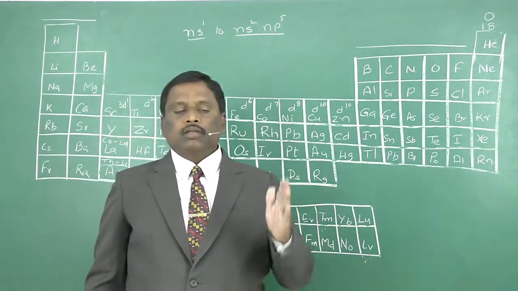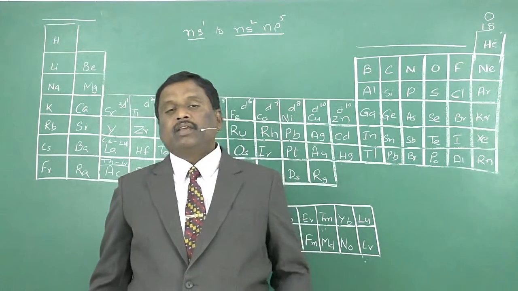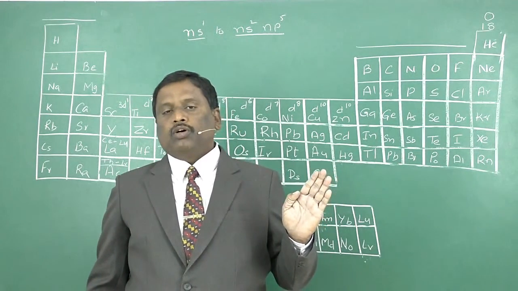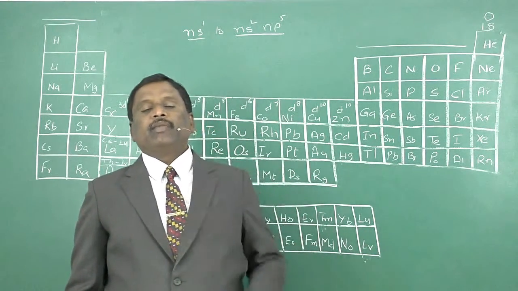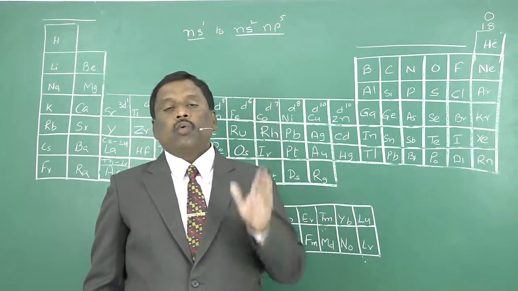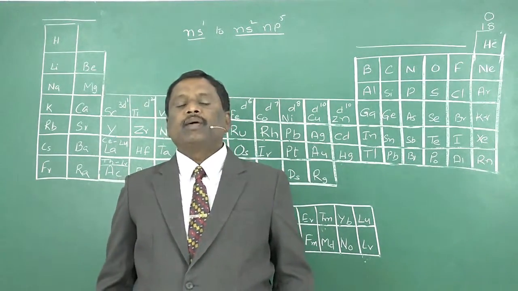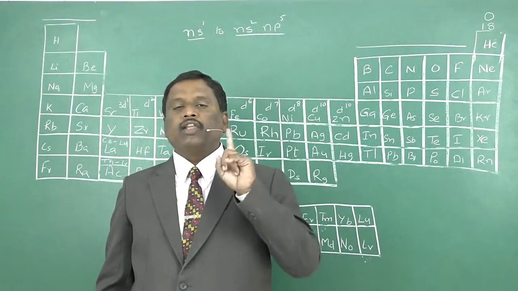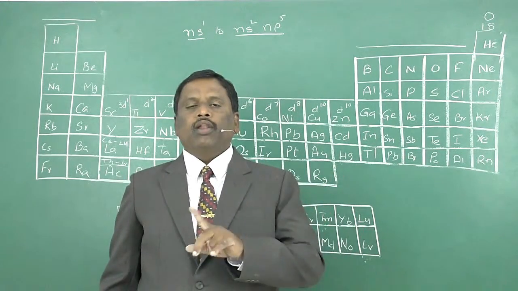In these elements, the last two energy levels are incompletely filled. Remember, in inert gases, almost all orbitals, including the valency shell, are completely filled with electrons. In representative elements, only the valency shell is incompletely filled. In transitional elements, the valency shell and the penultimate shell, the n shell and n minus 1 shell, are incompletely filled with electrons. Last two energy levels are incompletely filled. Representative elements, only the last energy level is incompletely filled, whereas in inert gases, including the valency shell, all energy levels are completely filled with electrons.